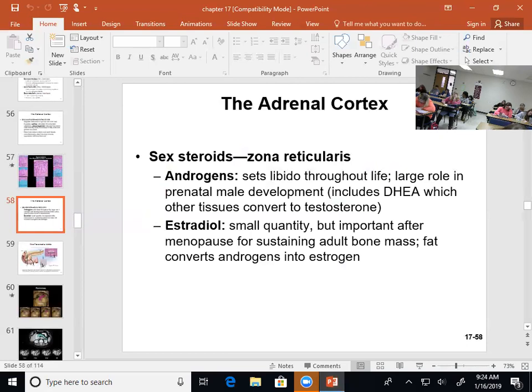So this genitalia is sometimes referred to as ambiguous genitalia, meaning that you look at this infant and you think, huh, doesn't quite look like a boy, but certainly doesn't look like a girl, right? So this is what happens when there's an over-secretion of testosterone in the fetus as the fetus is developing. Little girls can be born with masculinized genitalia.